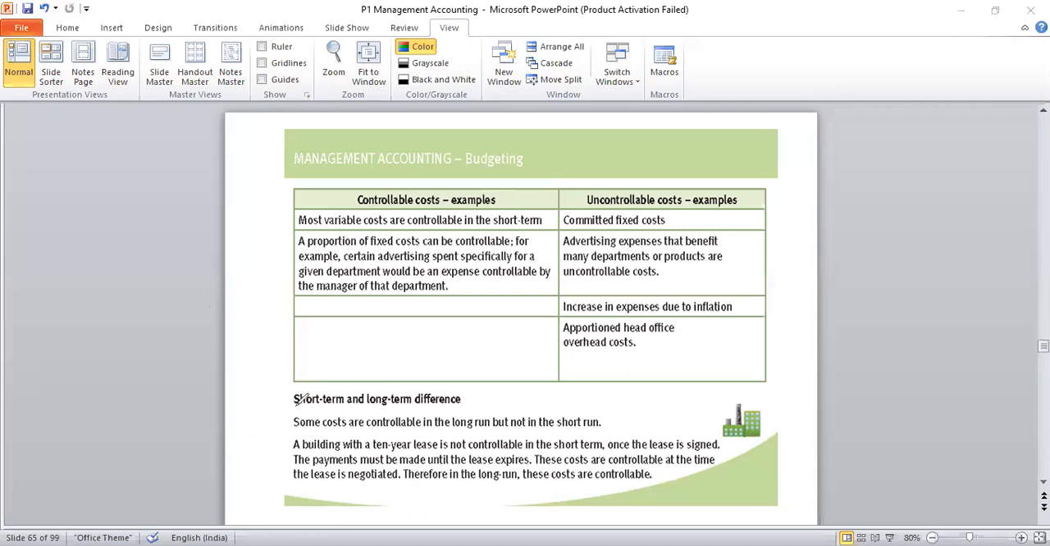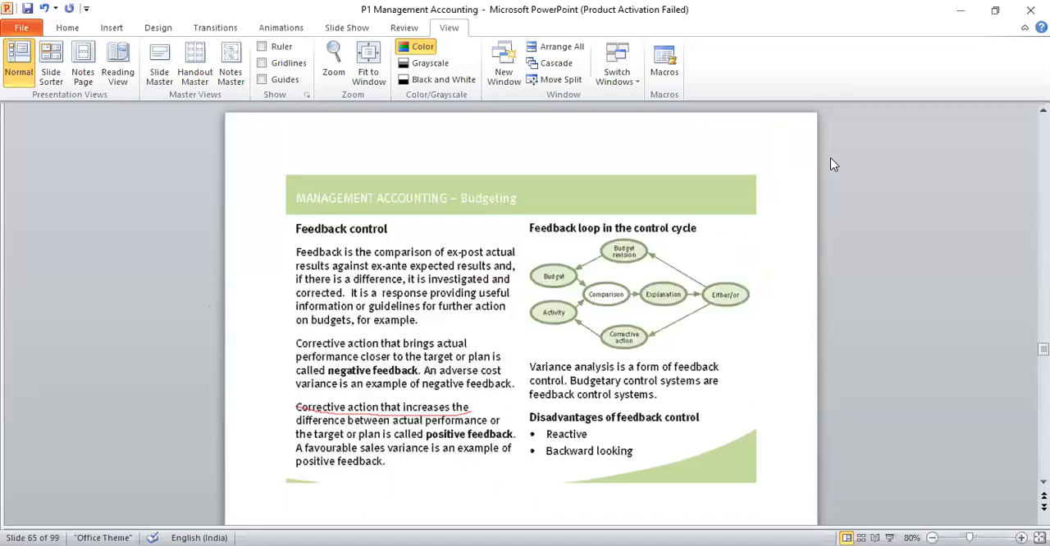Short term and long term difference. Some costs are controllable in the long run, but not in the short run. A building with a 10-year lease is not controllable in the short run, but once the lease is signed, the payments must be made until the lease expires. Okay. These costs are controllable at the time the lease is negotiated. Then they can decide about whether to go ahead with the lease or not. So the time factor also decides whether the costs are controllable or non-controllable.